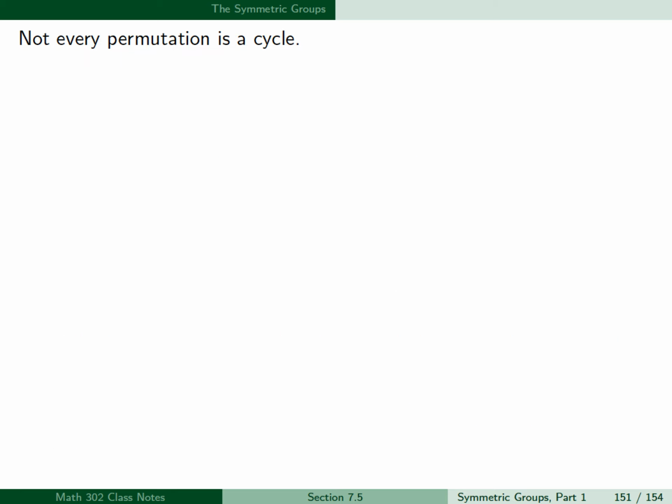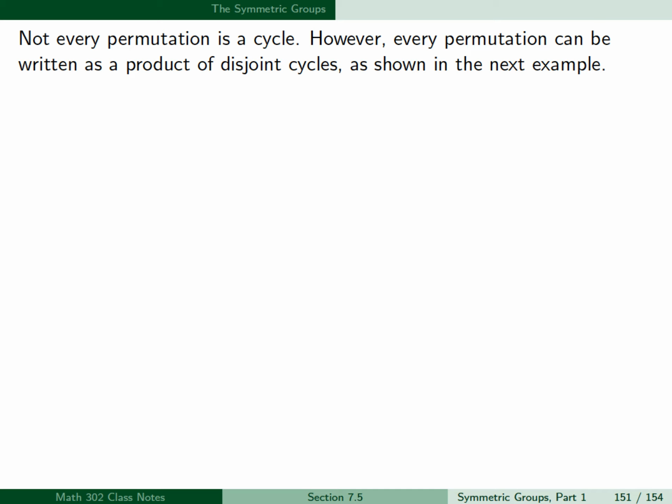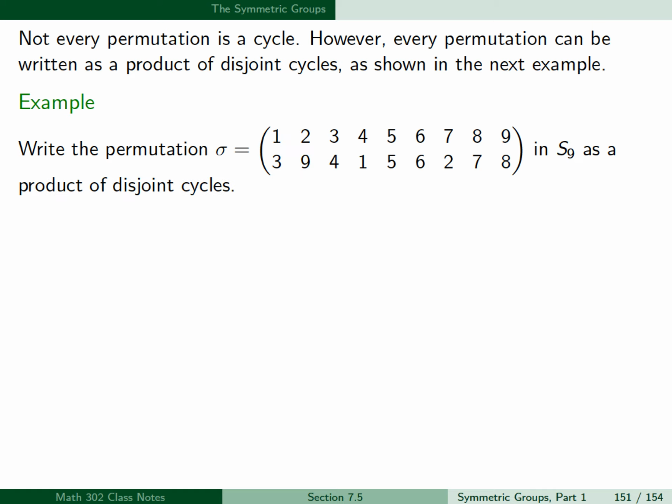Now, not every permutation is a cycle. However, every permutation can be written as a product of disjoint cycles, as shown in the next example. So let's write the permutation shown, which we'll call sigma, in S sub 9 as a product of disjoint cycles.